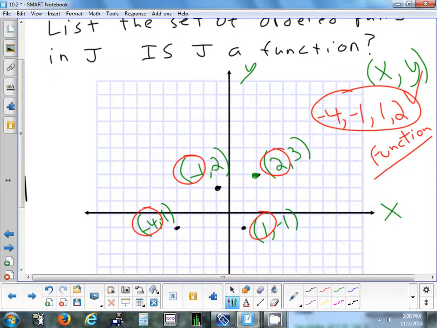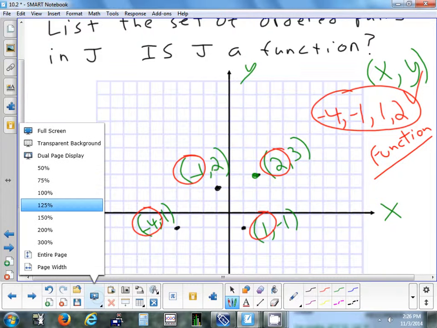Okay, good. What do you notice if you look at all the points? Are any of them lined up vertically? No. So just visually, you can tell that too. None of them are lined up vertically. It is a function. All right.